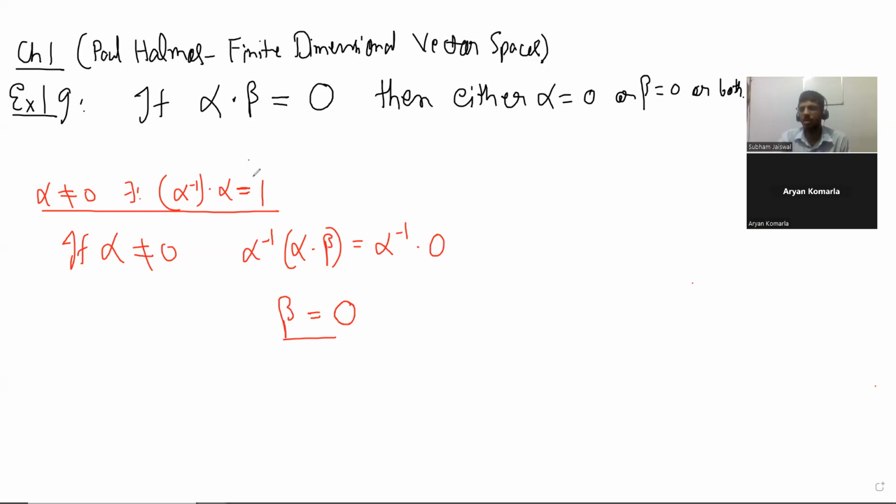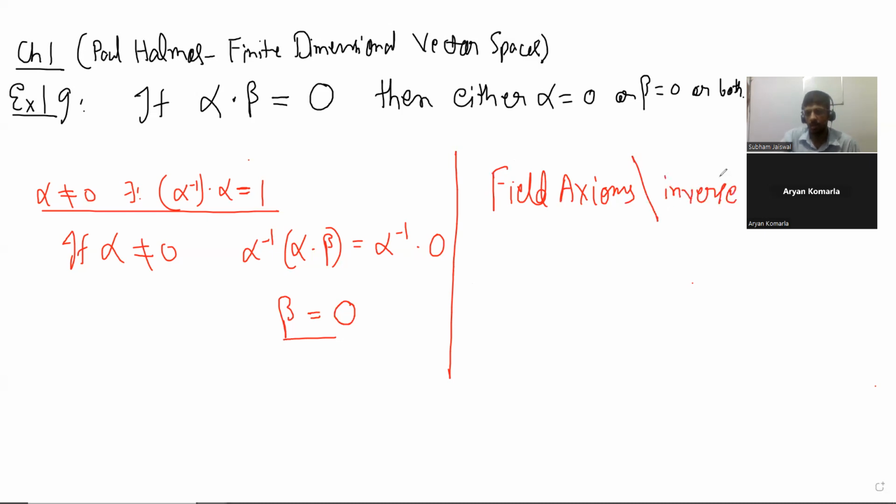This is the assumption that makes fields. If you remove the inverse assumption, then that is also an interesting structure. So you should give an example of this now, because it's easy. Field axioms minus the inverse assumption, or rather I should say the multiplicative inverse, for non-zero elements.